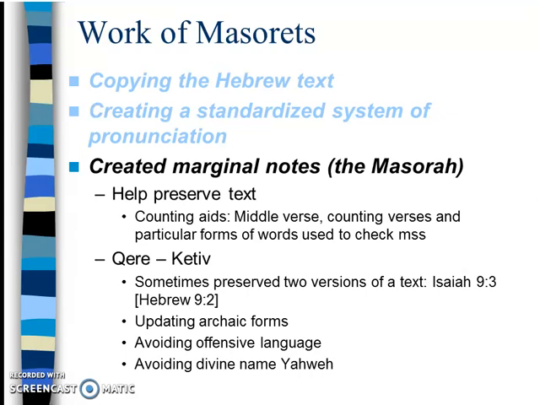Another thing that Kare Kettiv does, it sometimes updates archaic forms. It sometimes avoids offensive language. So, for example, in Isaiah 13:16, the Kettiv says something like, their wives will be raped or ravished. The root is shakal, but the Kare in the margin softens this to their wives will be lain with, as opposed to stating explicitly what that means.